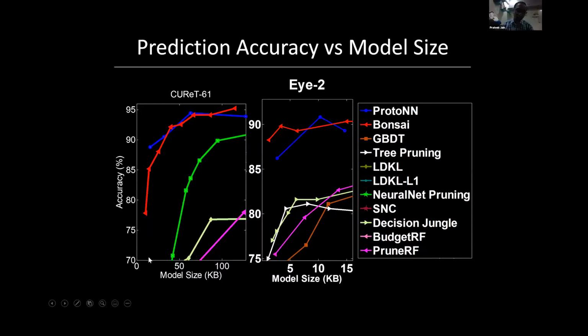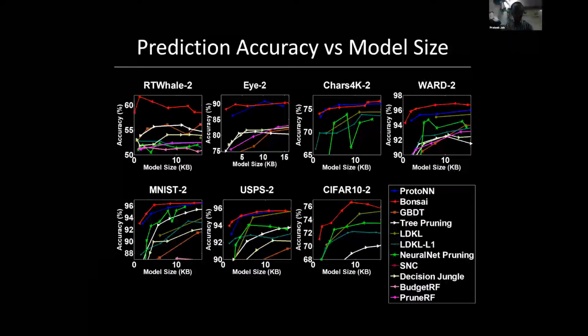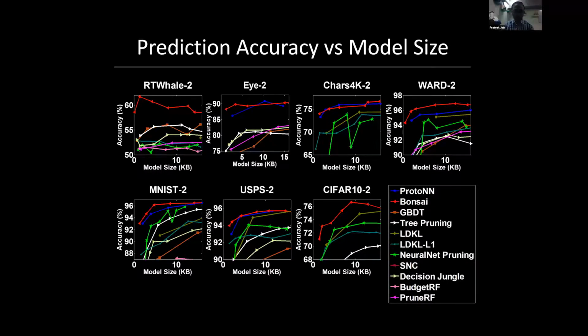And what we observed is that in a very low memory regime, like when you want to look at 16 kilobytes or so, only Bonsai and Proton had some reasonable accuracy. Most of the other methods did not even come within 10-15% of these methods. And we observed a very similar trend on a bunch of these datasets, right?